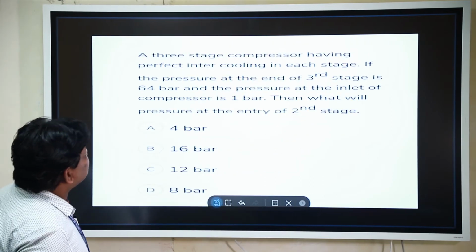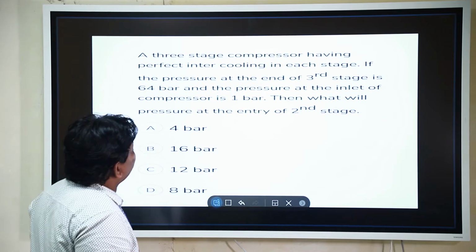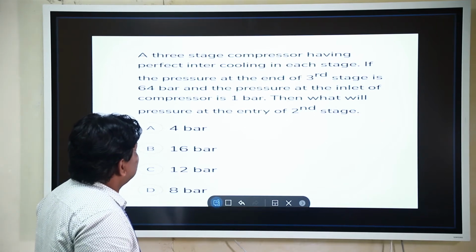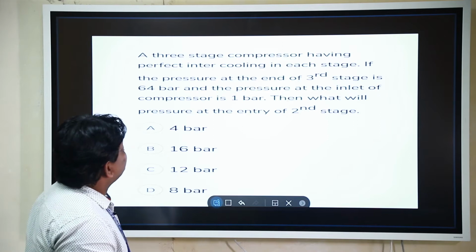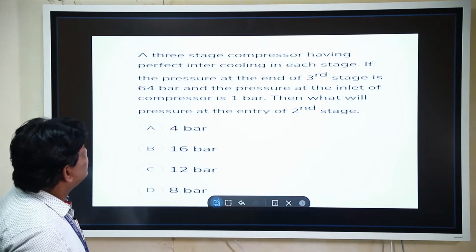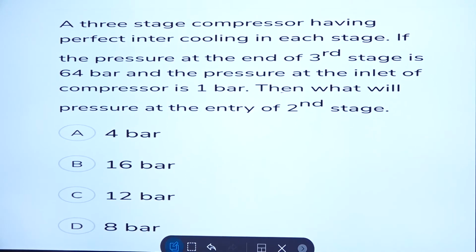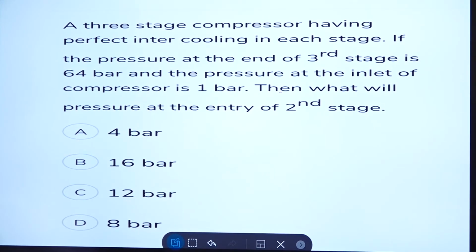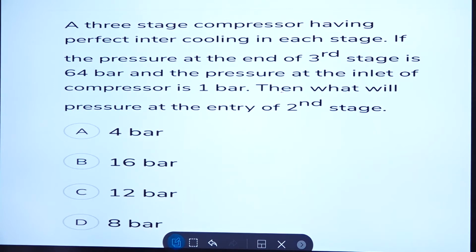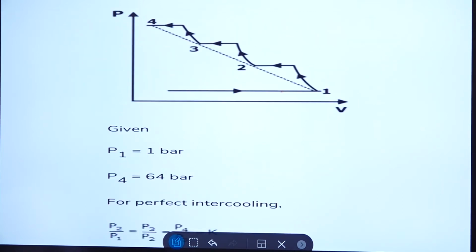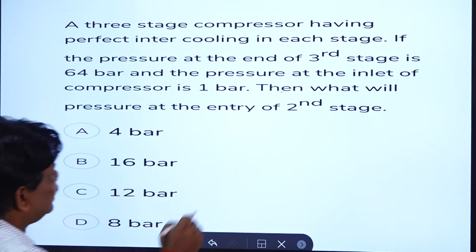The next is a three-stage compressor having perfect intercooling in each stage. If the pressure at the end of the third stage is 64 bar and P1 is 1 bar, then what will be the pressure at the entry of the second stage? P1 is given to you.